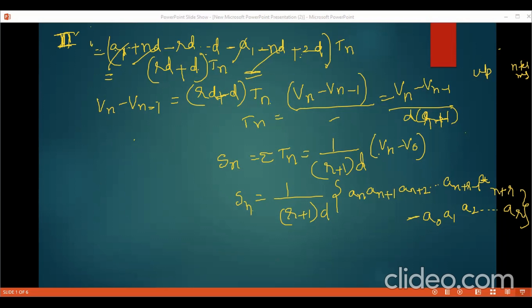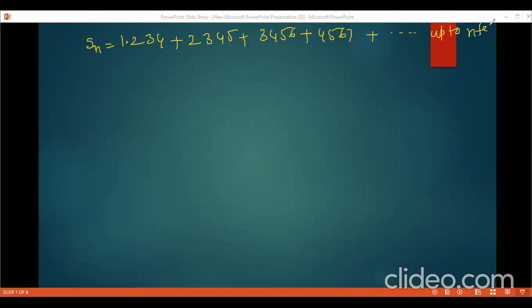Now let us calculate one series sum. Let us take one example and we will do that. Find the sum of the series Sn is equal to 1, 2, 3, 4. Next, 2, 3, 4, 5. Next, 3, 4, 5, 6. Next, 4, 5, 6, 7, on up to n terms. Okay. These are the terms.